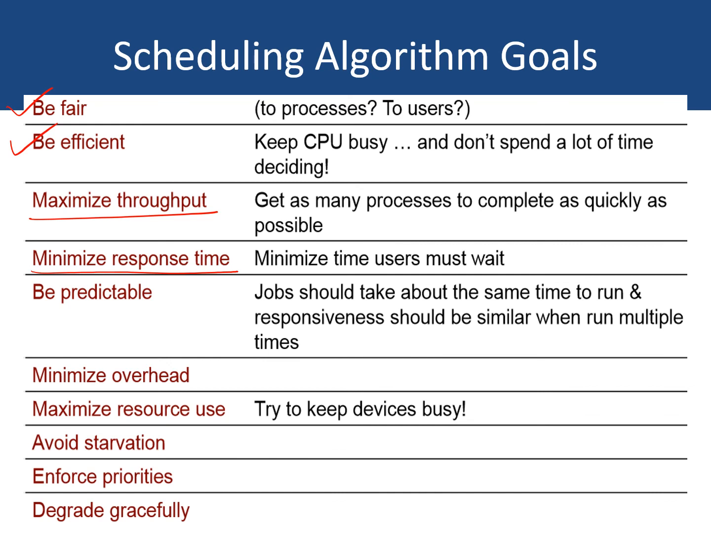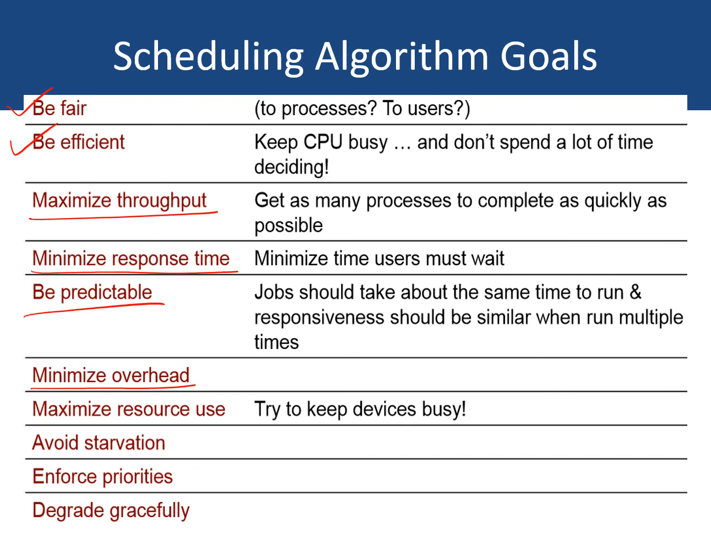The scheduling algorithms also try to be predictable. By predictability here we mean if you run the same process multiple times, in general you should see similar turnaround times and similar response times. So the variance between these turnaround times and response times should not be large across multiple runs in the same system. That is predictability. These scheduling algorithms also try to in general minimize overheads.